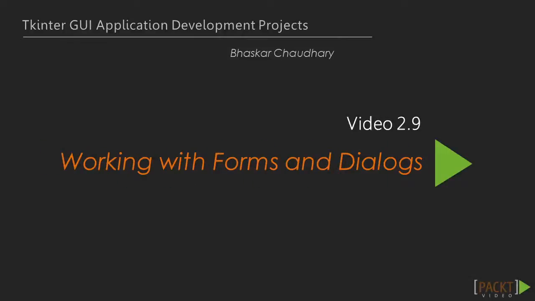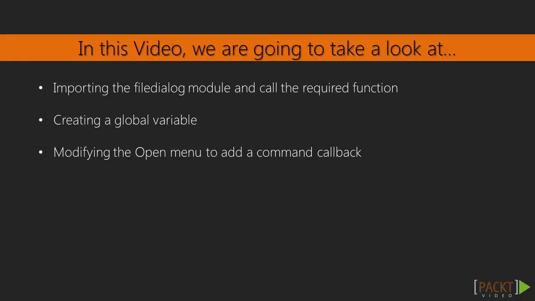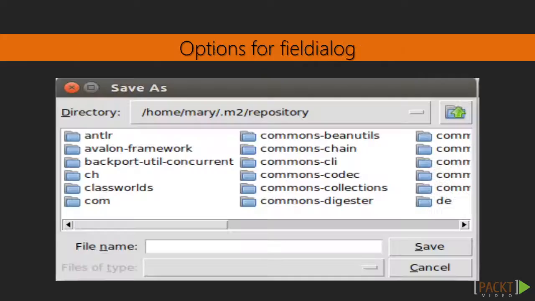Welcome to the next video of Section 2, Working with Forms and Dialogs. In the previous video, we've seen the types of top-level windows. The goal for this video is to implement the functionality of the File menu options of Open, Save, and Save As. We can implement these dialogs by using the standard Tkinter widgets.